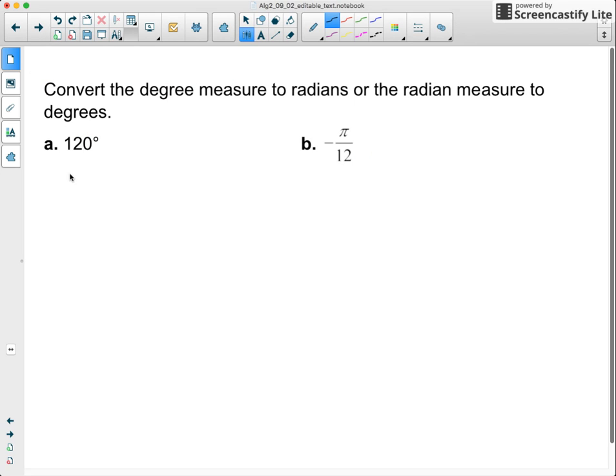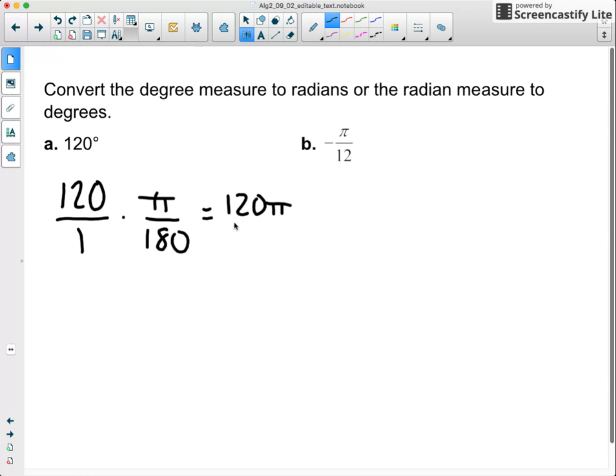If we're converting from 120 degrees to radians, we're going to multiply 120. You can write it as 120 over 1 if it's helpful, by pi over 180. And that just kind of equals 120 pi over 180. We're not going to leave it like this.